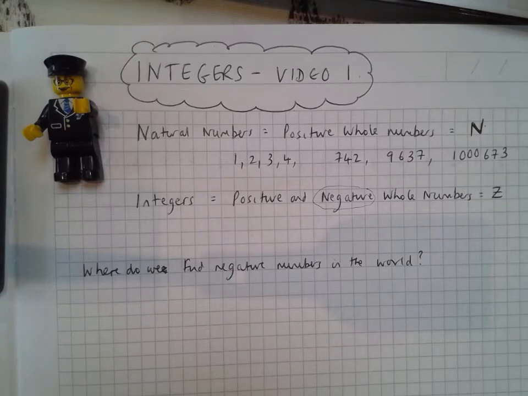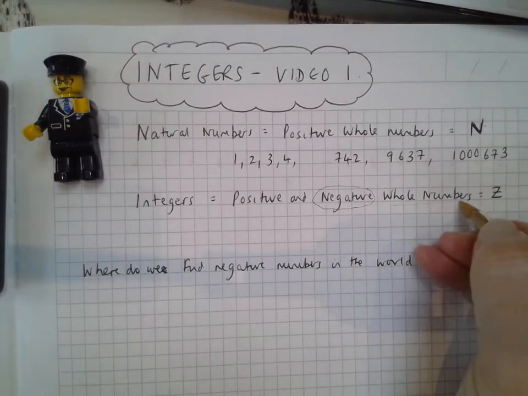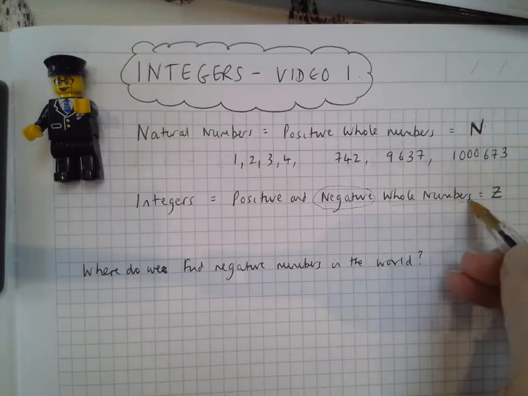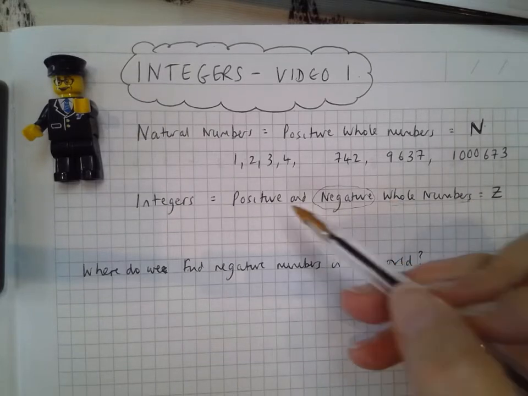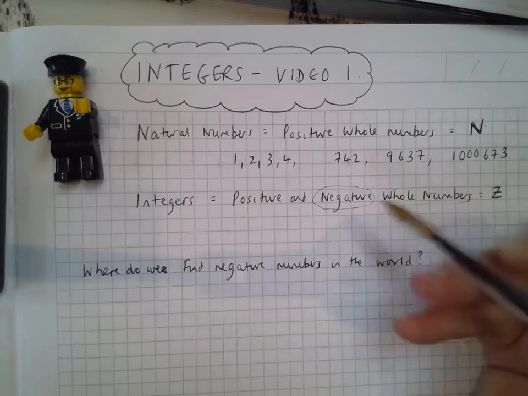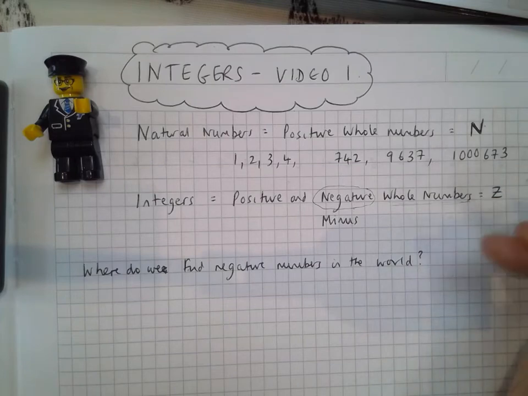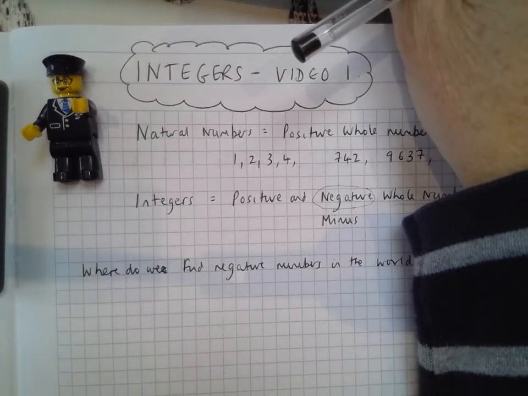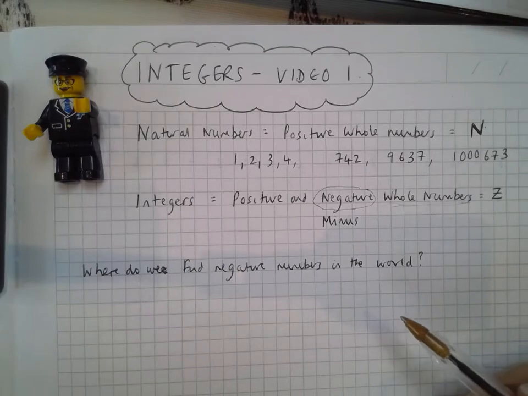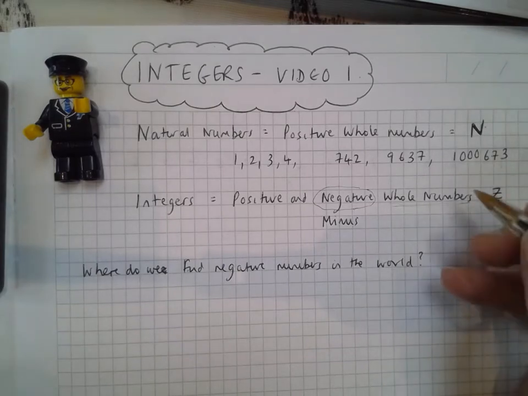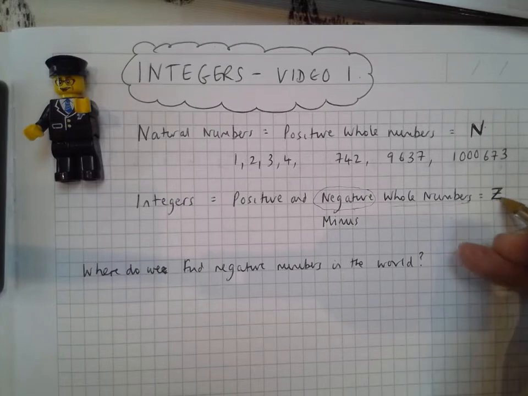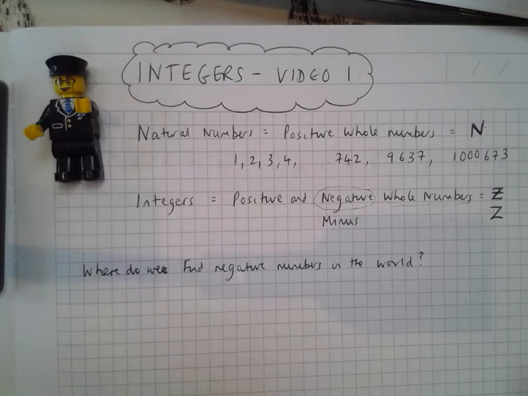So integers are also whole numbers, not decimals or fractions. They have to be whole numbers. But as well as positive whole numbers, it includes negative whole numbers, minus numbers. So sometimes we talk about minus numbers or negative numbers. So plus and minus whole numbers are called integers, and the symbol we use for them is a Z. This is how I do my Z's. Maybe you do your Z's a bit differently. So integers: positive and negative whole numbers, plus and minus whole numbers.